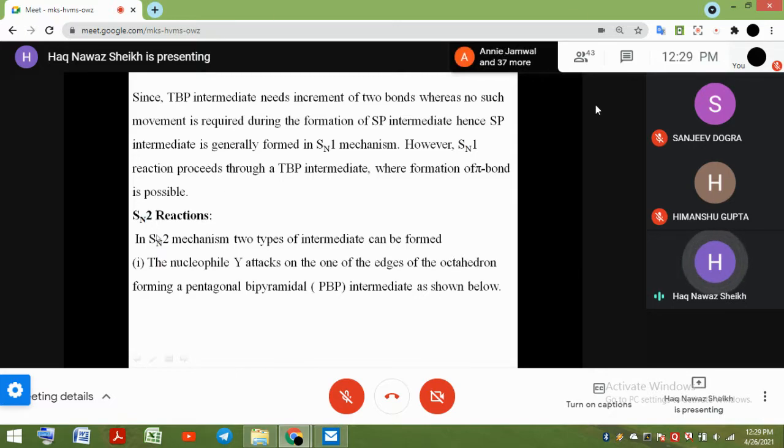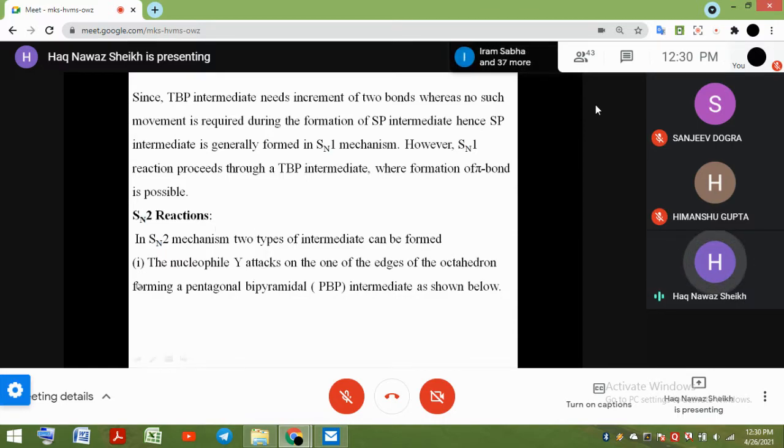In the SN2 mechanism, there are two types of intermediates when the Y nucleophile attacks. The octahedron is a geometry which has 12 edges and 8 triangular faces. So the incoming group Y attacks one of the edges of the octahedron and forms a pentagonal bipyramidal intermediate shown below. If it attacks through a face, through the center of the face, then it forms a different intermediate. So there are two situations.